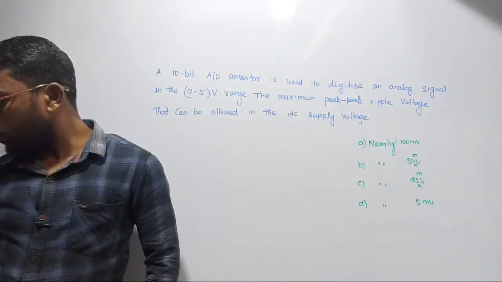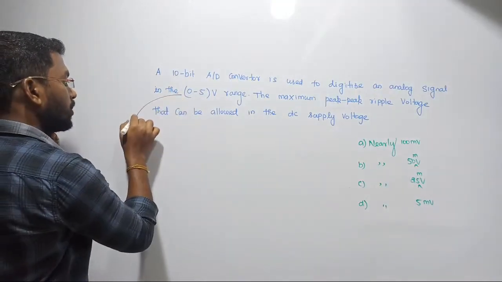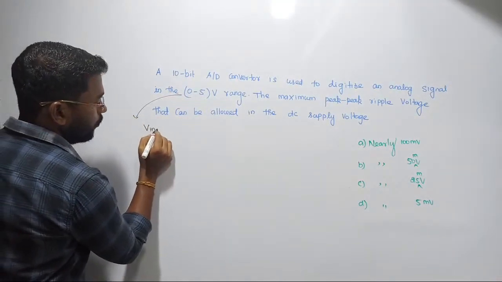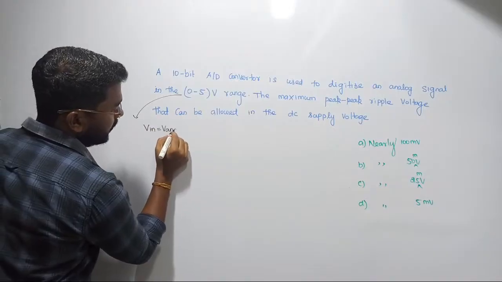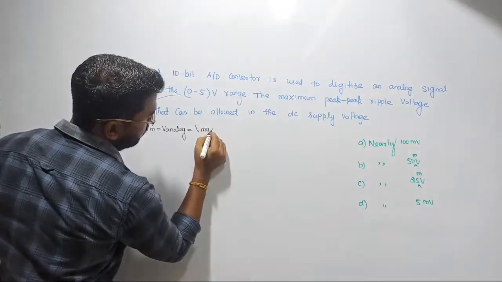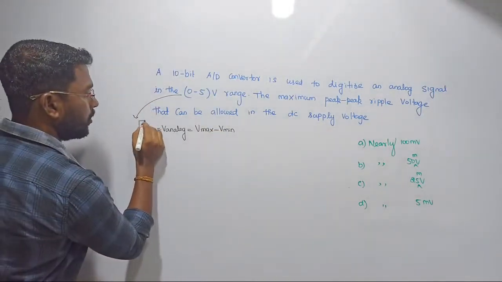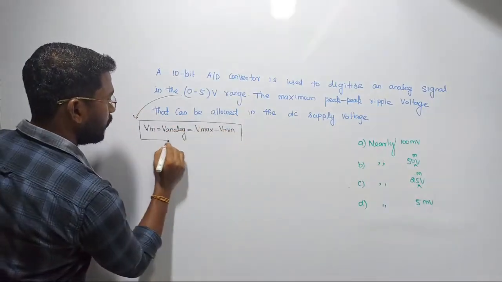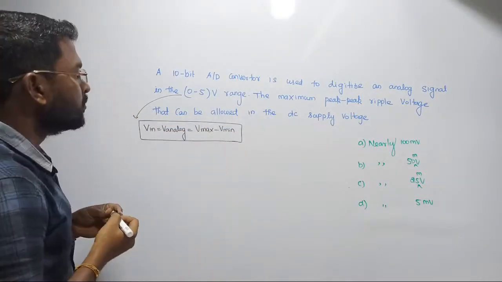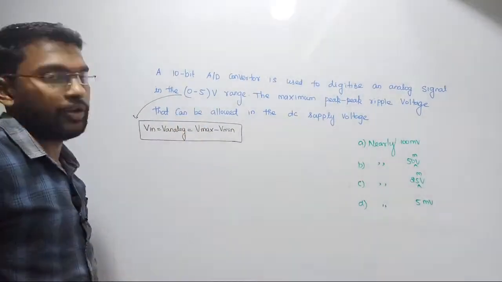If your input voltage is given in a range like this, you can write the analog input voltage as the range Vmax minus Vmin, because we are designing an analog to digital converter. That's all, don't think too much. That is going to be your total input voltage, right? So from here, 0 to 5 means 5 minus 0 is 5 volts.